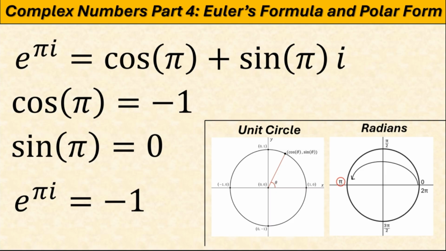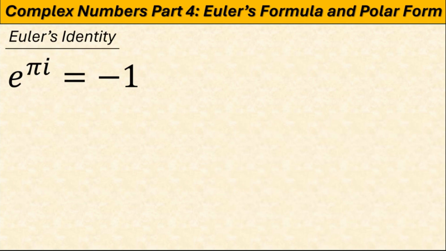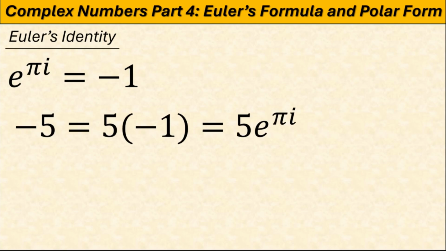Plugging these back into Euler's formula gives that e to the pi i is equal to -1, which is very interesting indeed. This special representation is called Euler's identity, not to be confused with Euler's formula, and it can be used to put any negative number into polar form. Recall that polar form is the radius multiplied by e to the angle or argument times i.